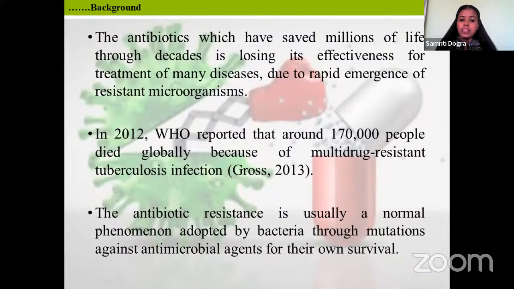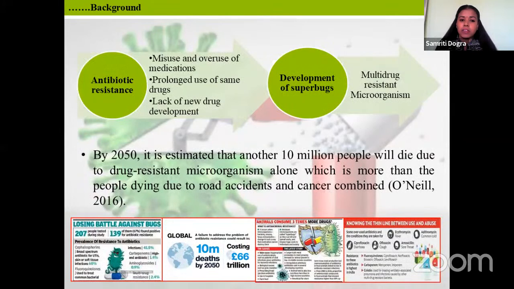Antibiotic resistance is usually a normal phenomenon adopted by bacteria through a mutation against an antimicrobial agent for their own survival. Antimicrobial resistance is mainly caused due to the misuse and overuse of medication, the prolonged use of the same drug, and the lack of new drug development. This all leads to the development of superbugs and multi-drug resistant microorganisms. By 2050, it was estimated that another 10 million people will die just because of drug-resistant microorganisms alone, which is more than the people who die due to road accidents and cancer combined.